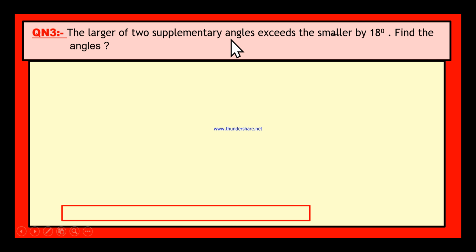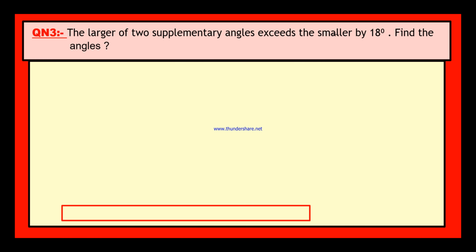Do you know what is meant by supplementary angles? Yes. Two angles are said to be supplementary if their sum is 180 degrees. Means if you add two angles, if their sum is 180 degrees, then you can say that both the angles are supplementary angles. For example, 100 degrees and 80 degrees. If you add 100 to 80 degrees, you will get 180 degrees. Therefore, they are called supplementary.